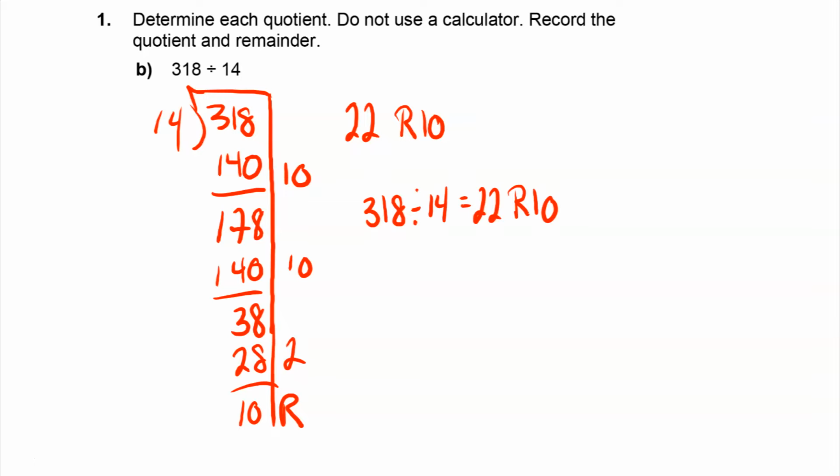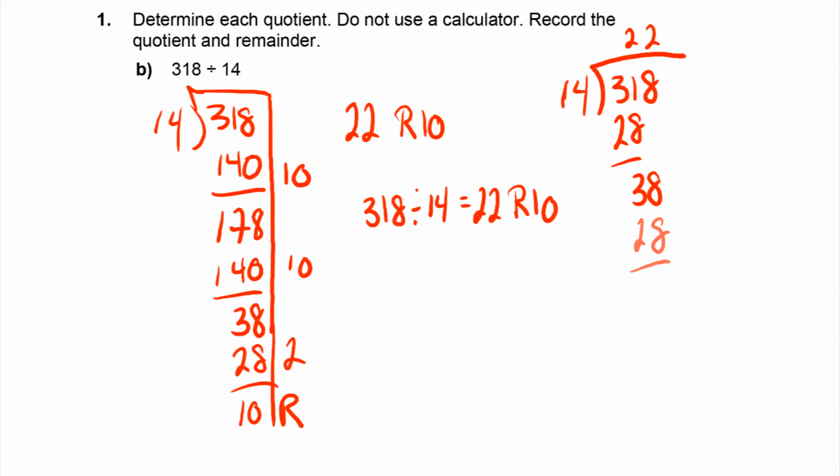Done the more traditional way, what you might be more accustomed to seeing, 318 and 14. The number of times 14 goes into 31: I've got 2 14s, which gives me 28. Then the number of 14s that go into 38. Again, I'm going to say 2. 38 minus 28 is 10 remainder. A different method arrives at the same place.